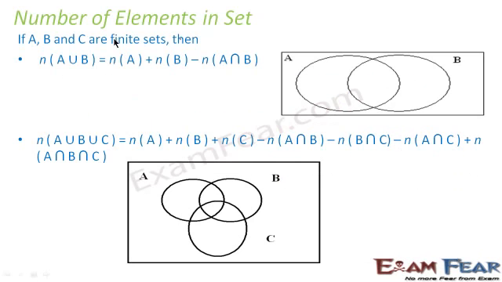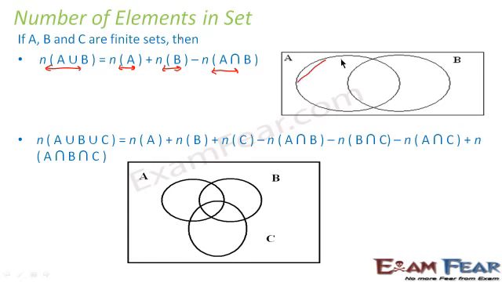Now we'll discuss the number of elements in a set. The number of elements in a set is nothing but the number of unique elements in a set. And the formula here is: number of elements in A union B, that is the whole range from here to here, is equal to number of elements in A plus number of elements in B minus number of elements in A intersection B. Now let's visualize how this formula came.